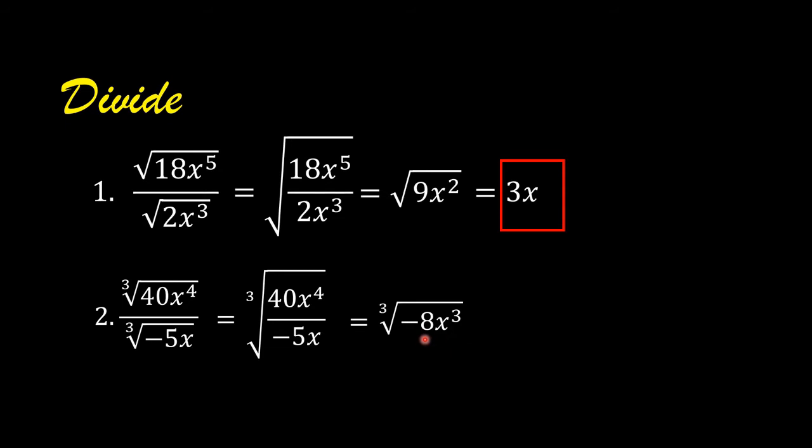So this is equal to the cube root of negative 8x cubed. The cube root of negative 8 is negative 2, because if you multiply negative 2 three times by itself, you will get negative 8. And then divide the exponent of x, which is 3, by the index of 3. So this is equal to negative 2x. The answer is negative 2x.